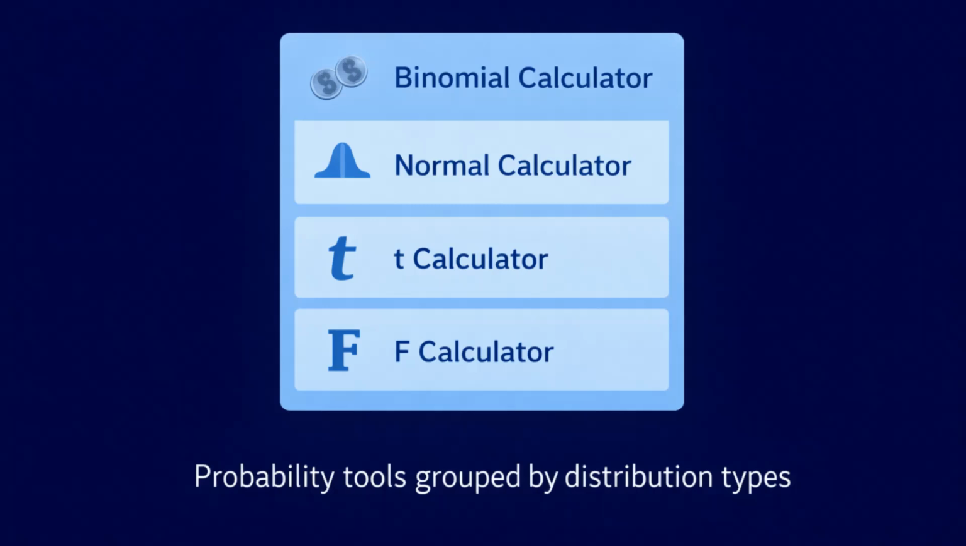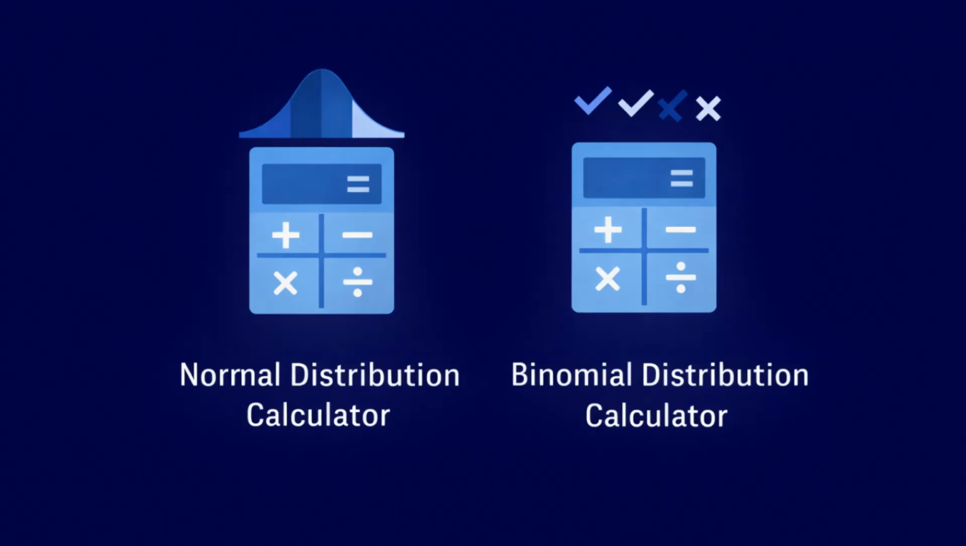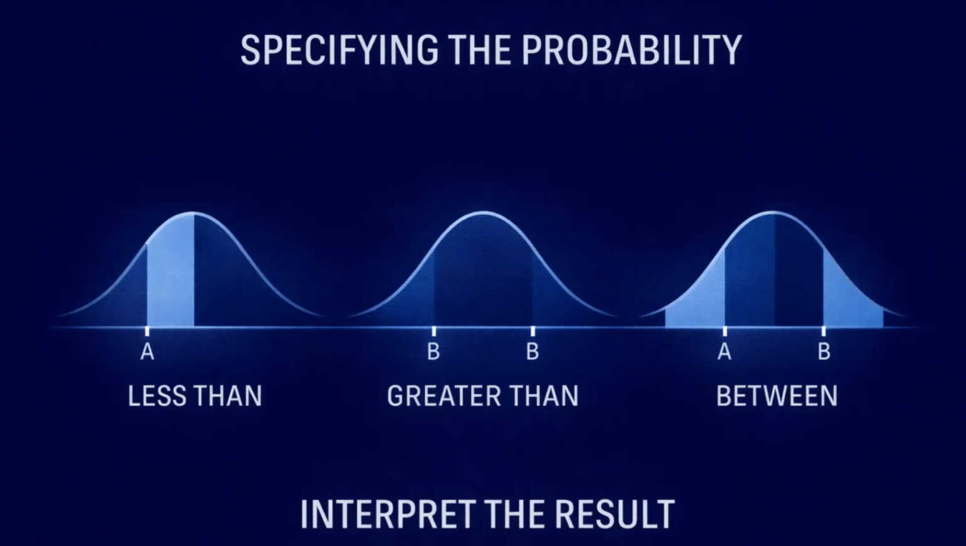What matters is understanding what you're asking the calculator to find, and how to interpret the number it gives back. When you're using StatCrunch or another statistics calculator, probability tools are usually grouped by distribution type. For normal distribution questions and Central Limit Theorem questions, you'll use a normal distribution calculator. For binomial questions, you'll use a binomial distribution calculator. In every case, you'll also choose whether you're finding a probability less than a value, greater than a value, or between two values. That wording is important because it tells the calculator which part of the distribution you mean.